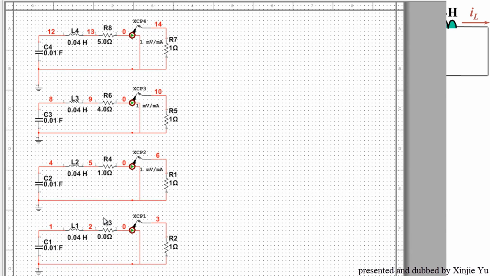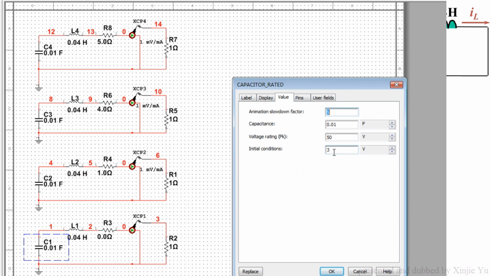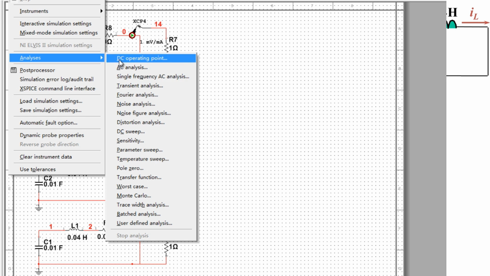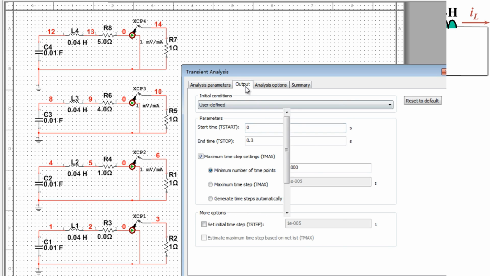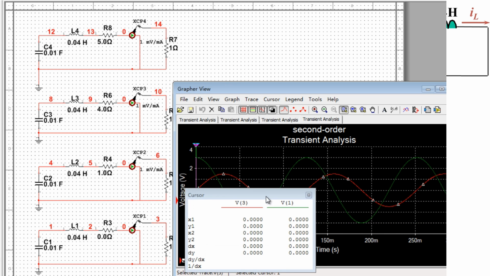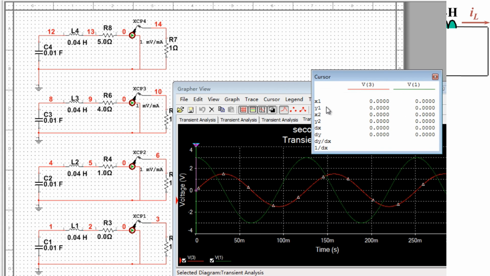Now we analyze the dynamic circuit when R equals 0. Set the initial value of the capacitor as 3 volts. Now we need to look at the voltage nodes of 1 and 3. You can see that the whole capacitor voltage and the inductor current are oscillating waveforms with no attenuation.